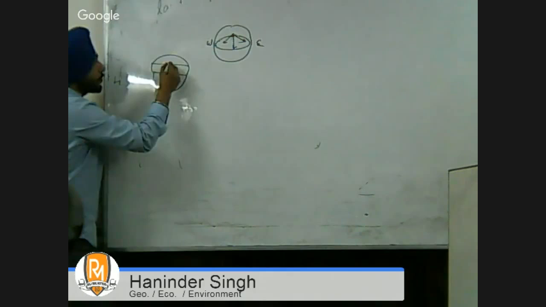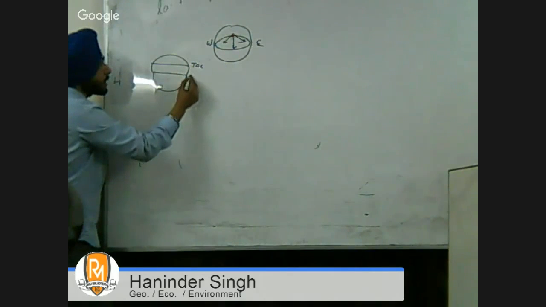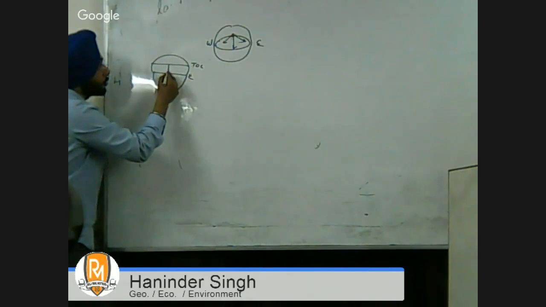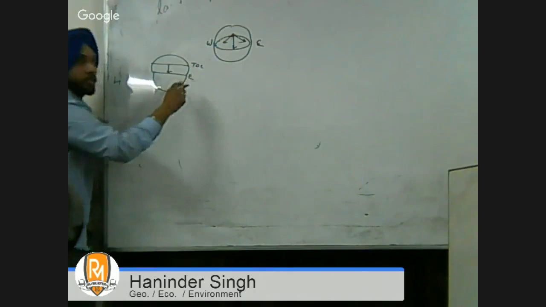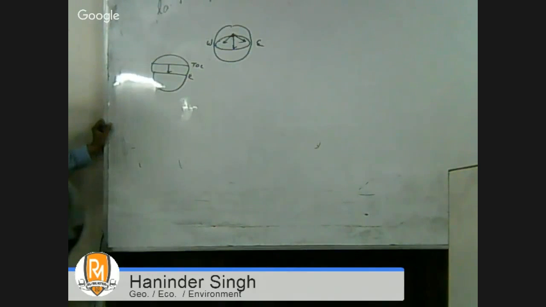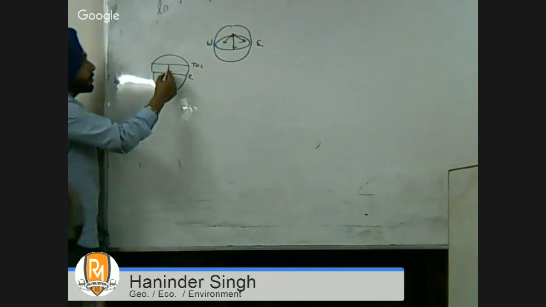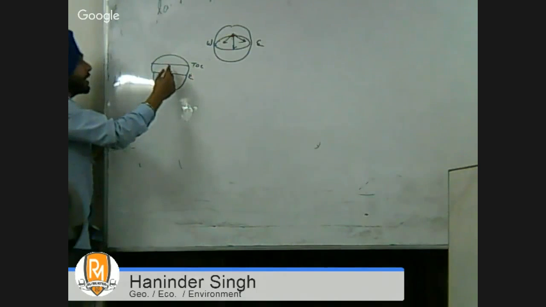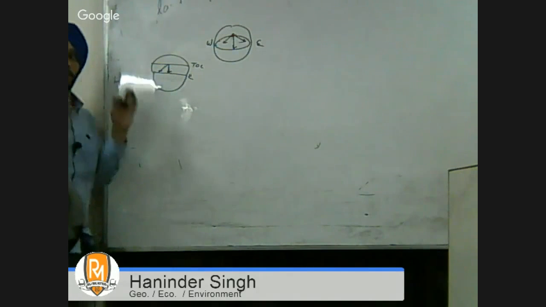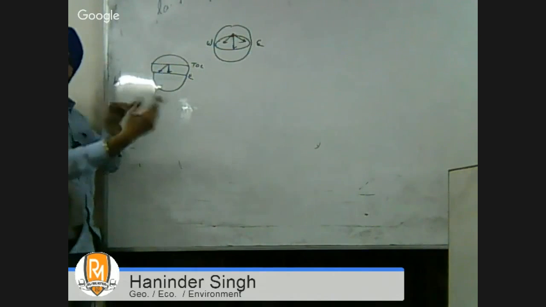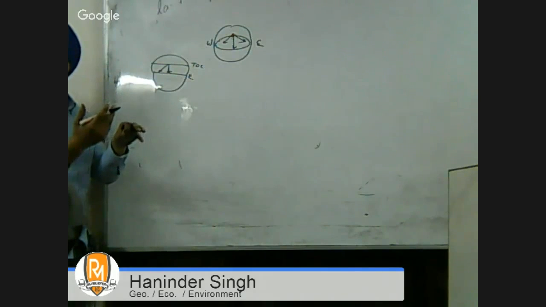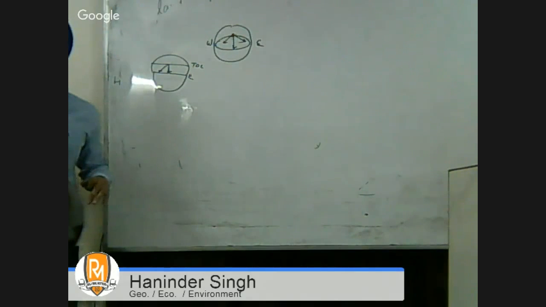Say if wind is moving from, say this is the Tropic of Cancer and this is the equator, if wind is moving from the Tropic of Cancer to the equator, which happens as we see in the northeast trade winds, what happens to the direction? It will move to the right-hand side. Why will it move? Because there is an apparent force exerted by earth's rotation.